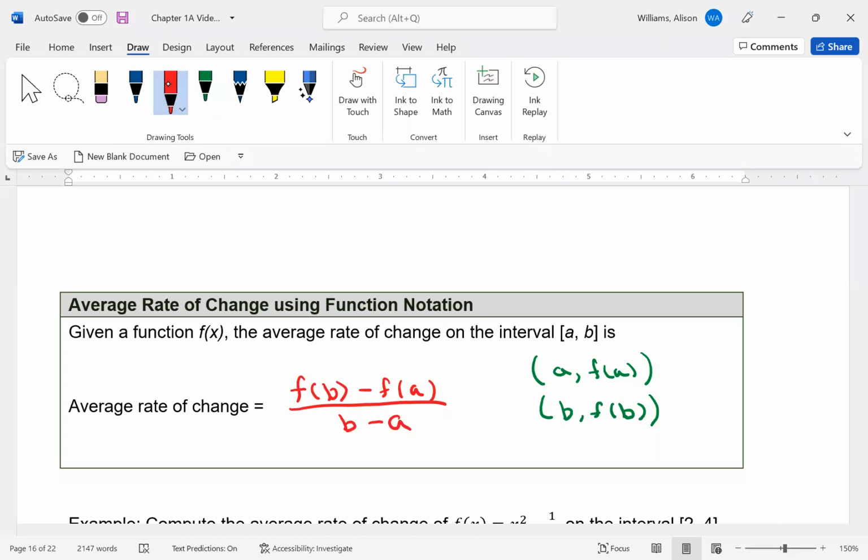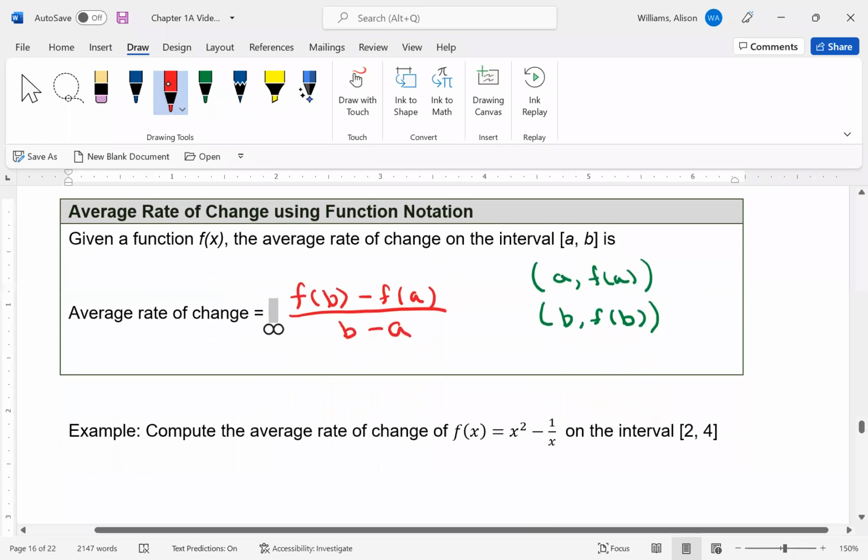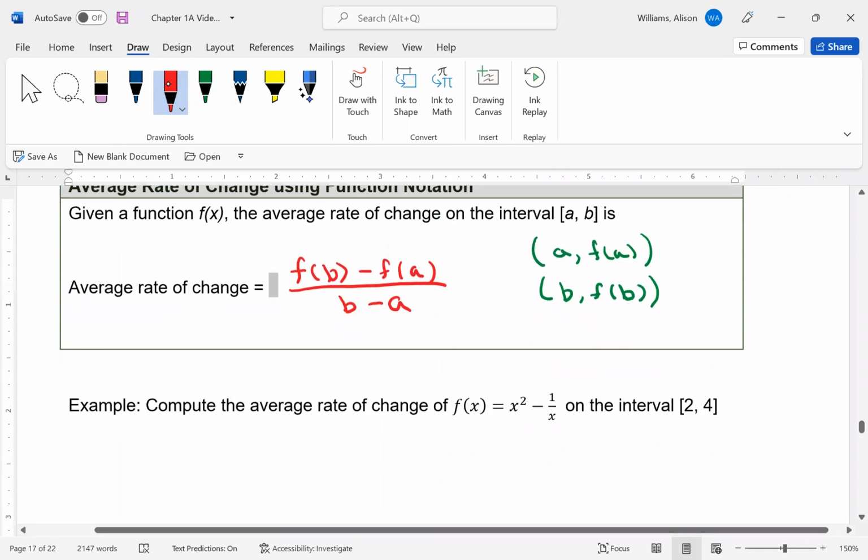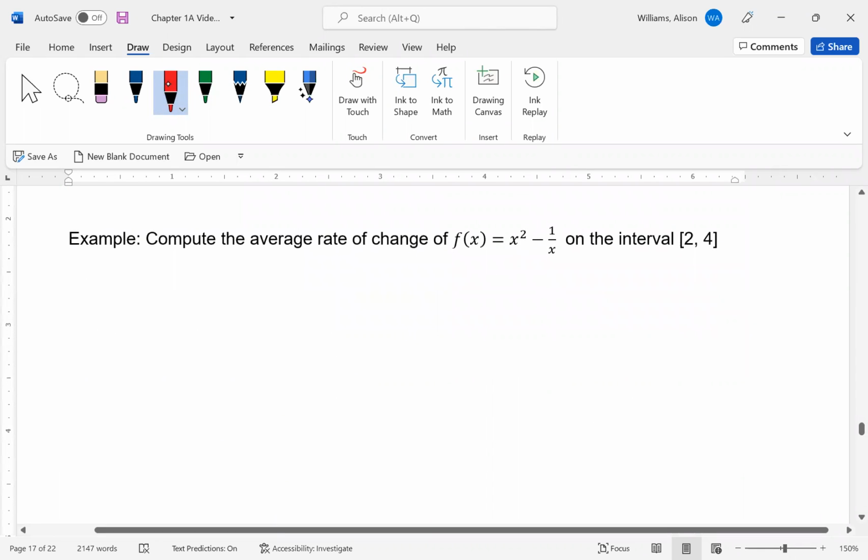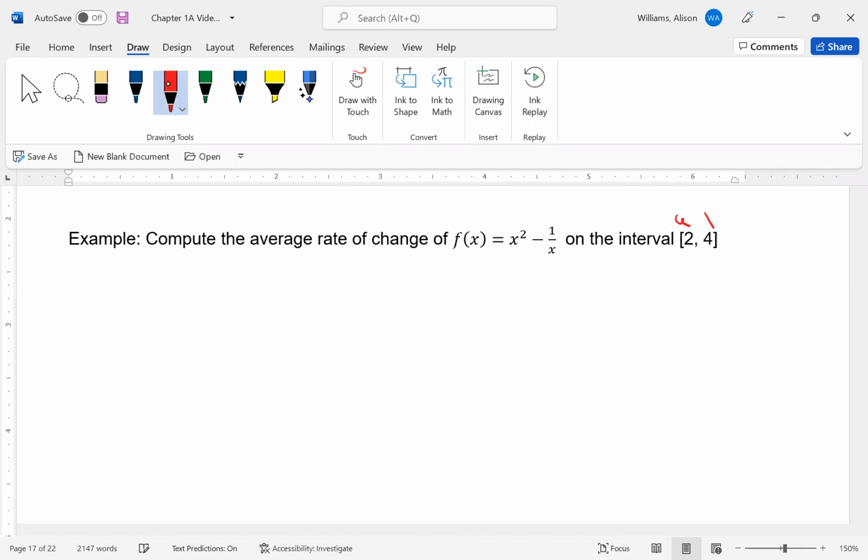So what's kind of nice is this notation allows us to work with even equations really easily, like this function. So let's say I want to find the average rate of change of this function on the interval 2 to 4. So these are our a and b in our formula. Okay, so I want to find f of 2.